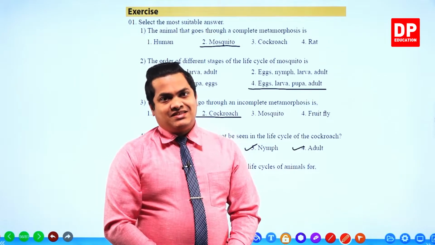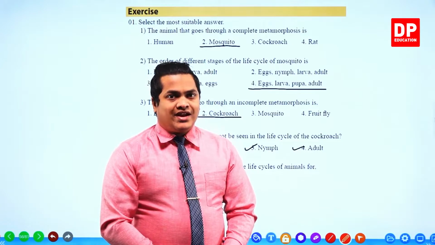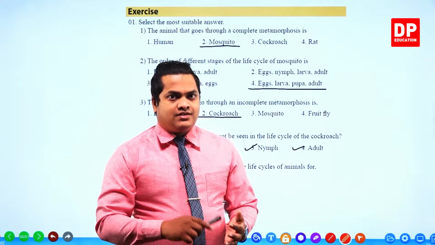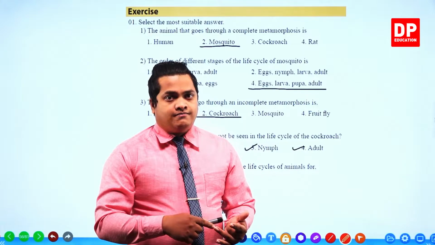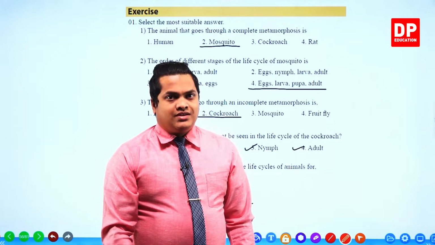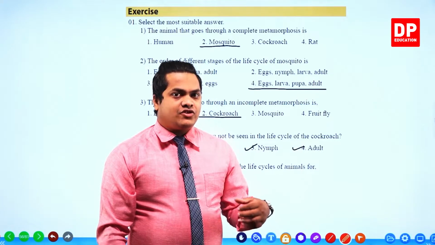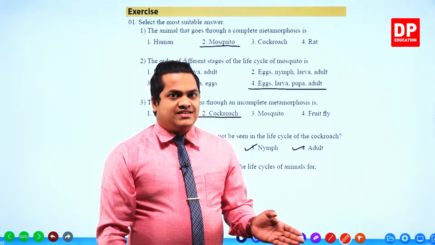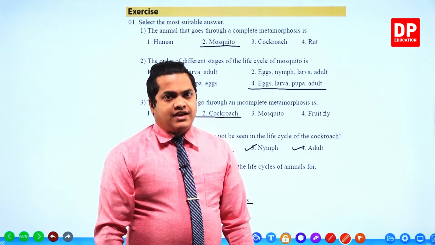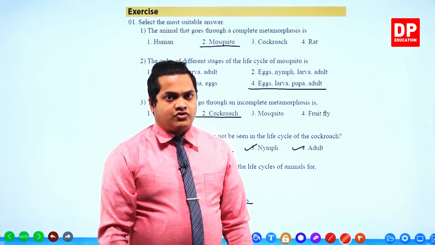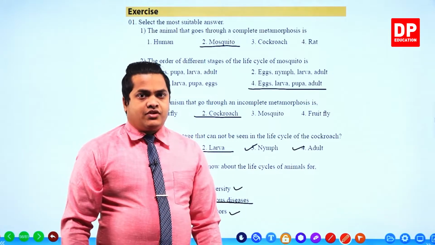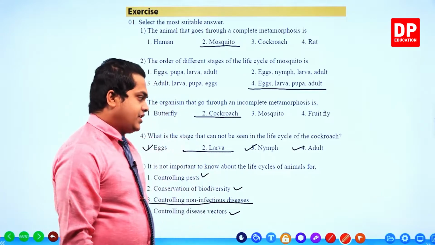Non-infectious diseases means diseases which are not getting spread, like heart attacks, cholesterol, high blood pressure, diabetes, cancers, kidney diseases, and so on. These diseases are not spread from one person to another. Therefore, those are referred to as non-infectious diseases. So, we can't use the life cycles to control non-infectious diseases. Okay.